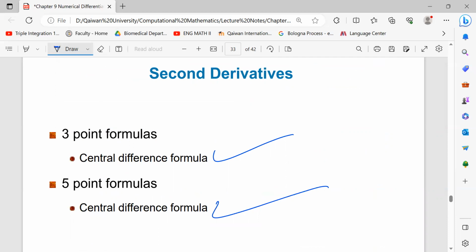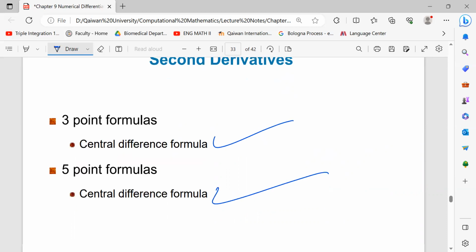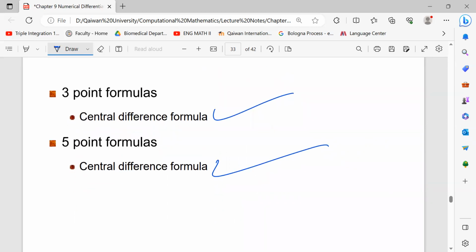That's for second derivative. But for the first derivative, as we did, we have 2 points, 3 points, and 5 points. Okay? For 2 points, we have only forward and backward. For 3 points, we have backward, forward, and central. And for 5 points, we have only forward and central. That's for first derivative. For second derivative, we have 3 points and 5 points. And in both, we have only one formula, which is central.